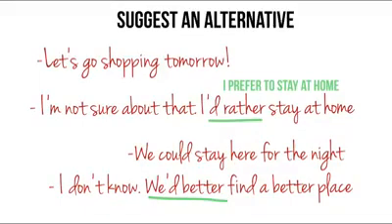And the second dialogue. We could stay here for the night. I don't know. We'd better find a better place. So you see that the person is not happy with the idea and he's making a recommendation.